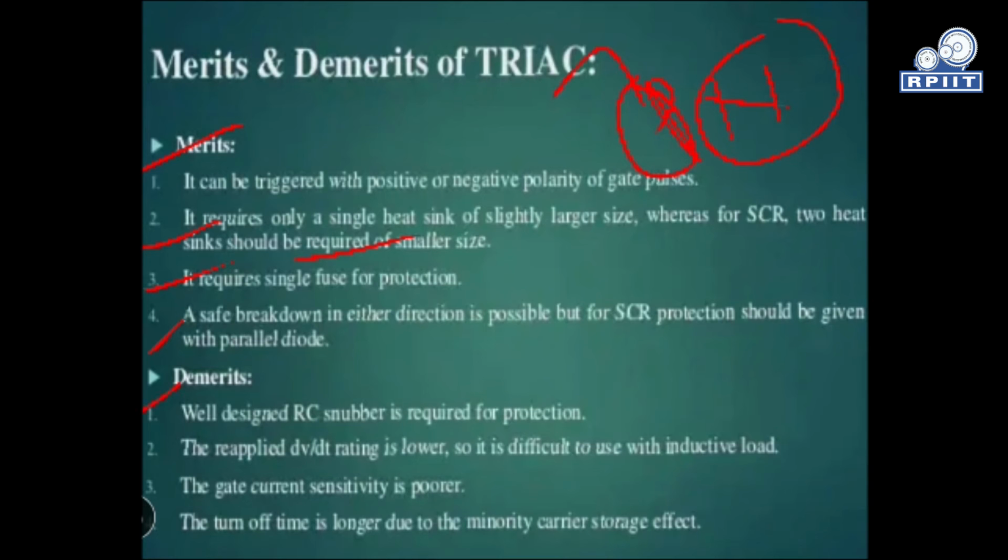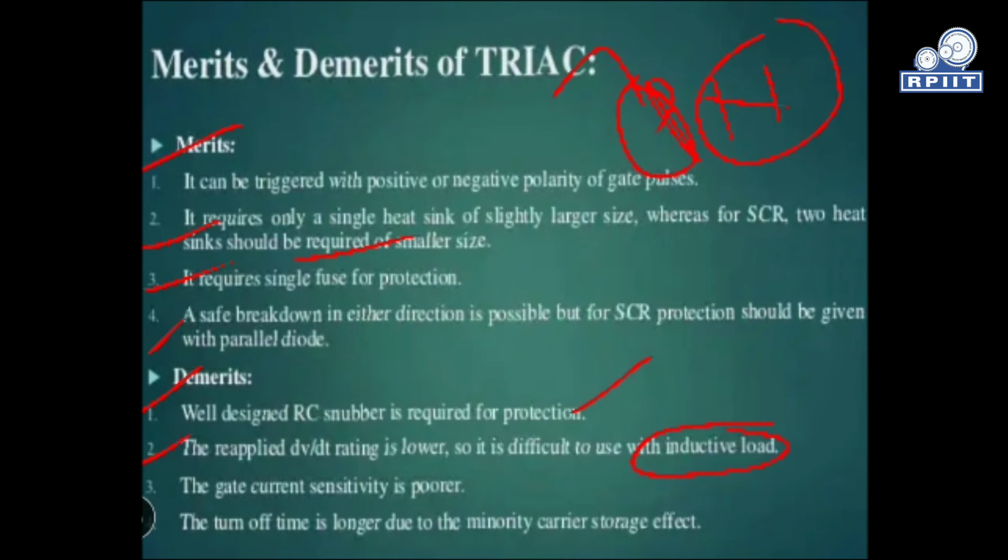If we talk about the demerits, a well-designed snubber circuit is required for its protection, as we need an external protection circuit for proper working, to save it from damage by high current and voltage. Then the reapplied dV/dt rating is lower, because it is very difficult to use with inductive loads. We have to apply the changing voltage at a slower rate, so it is very inconvenient to work with inductive loads. It is very suitable for resistive loads.